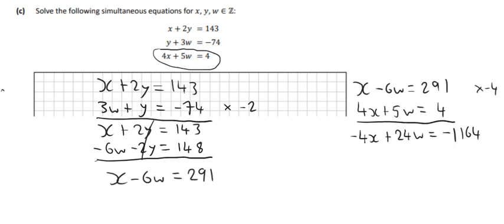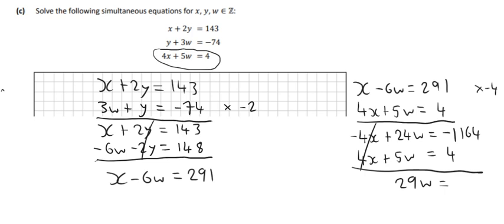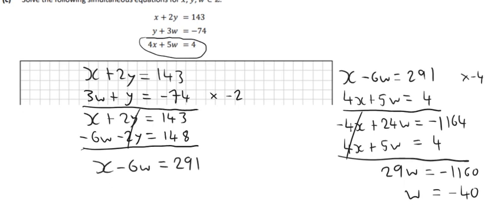And at the bottom one, I'm getting 4x plus 5w is equal to 4, just the same thing as before. The x's cancel out here, so now if I add the two w's together, I get 29w is equal to minus 1160. So now I just bring across the 29 and divide it in, and I get minus 40 for w. So now it's all about just subbing back in.